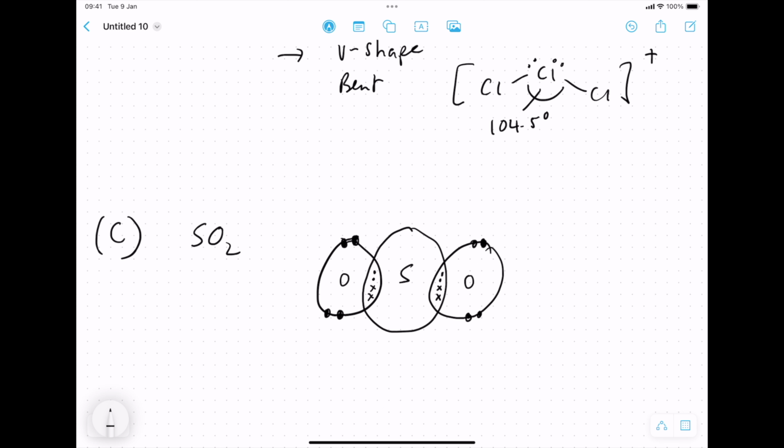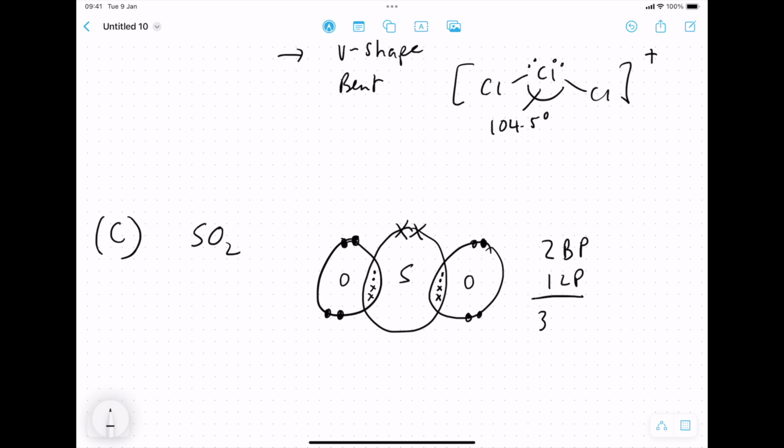And then sulfur. Sulfur's got 6 electrons. Well, we can see that it's used 4 already, 2 with 1 oxygen and 2 with the other, which means it's going to have a pair left over. So my final diagram shows me there is 2 bonded pairs and 1 lone pair. By the way, a double bond counts as a single bond, so you don't count it twice. It's just treated as a bonded pair.